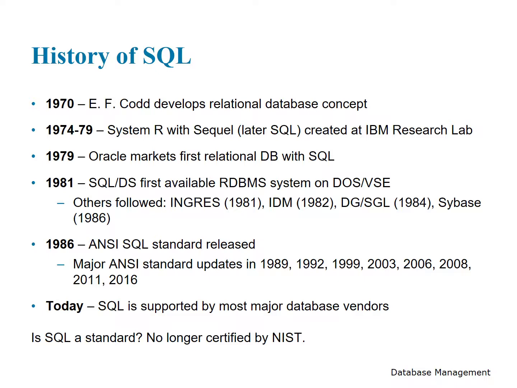SQL-92 was a major revision and was structured into three levels: entry, intermediate, and full. SQL-92 established the core level conformance, which must be met before any other level of conformance can be achieved. Core level conformance requirements were unchanged in SQL 2011.